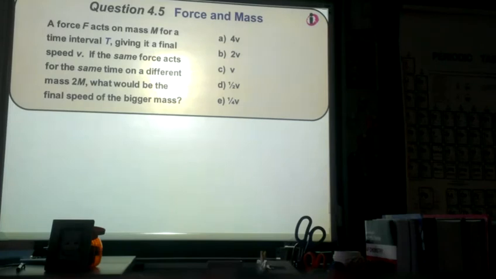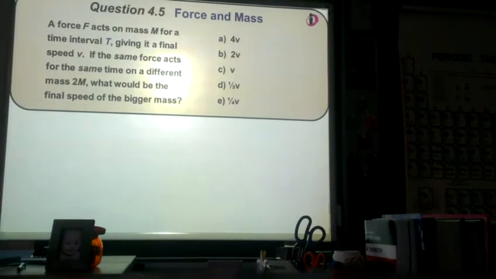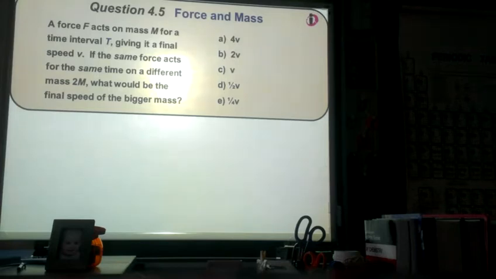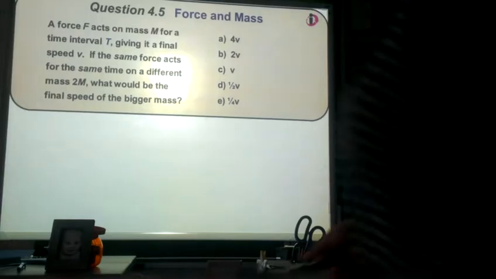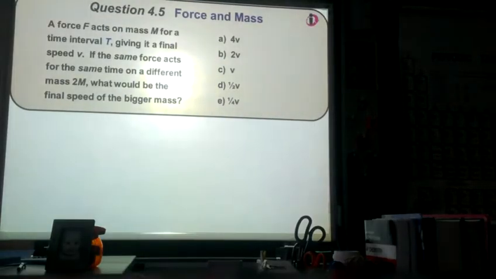This question was: a force F acts on mass m for a time interval t, giving it a final speed v. The same force acts for the same time on a different mass, 2m, so we're doubling mass. What would be the final speed of the bigger mass?